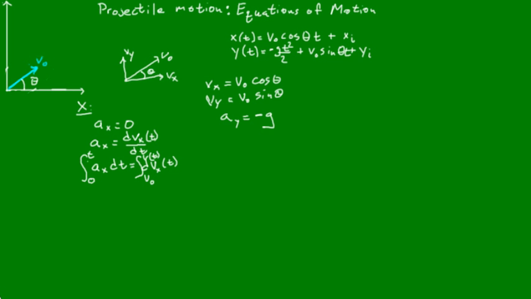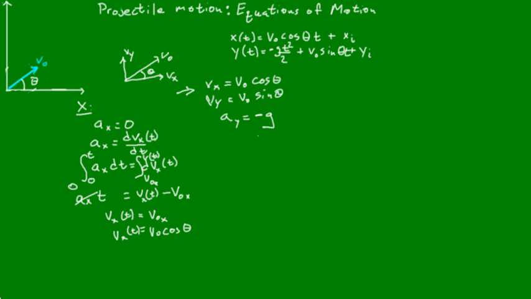So when we look at the left side, with the definite integral, we'll have a sub x multiplied by t is going to be equal to v sub x of t minus v naught sub x. We know our acceleration in the x direction is equal to 0, so we can set this side equal to 0. And we're going to end up with v sub x of t is equal to v naught sub x. And up here, earlier we defined that v of x is equal to v naught cosine theta. So v naught cosine theta is equal to v of x of t.